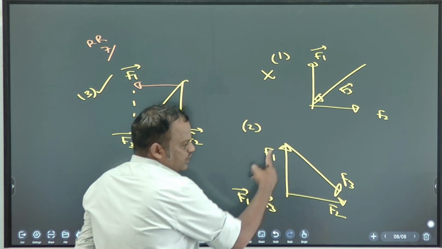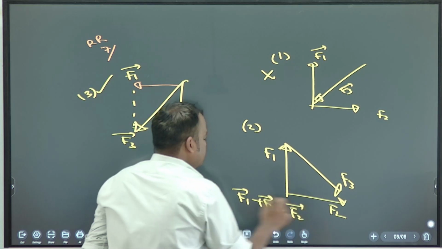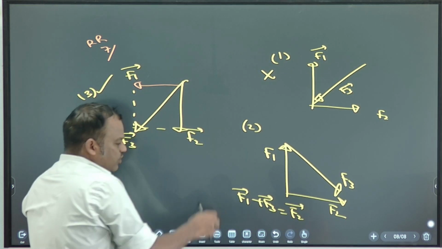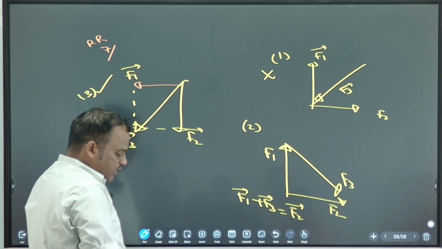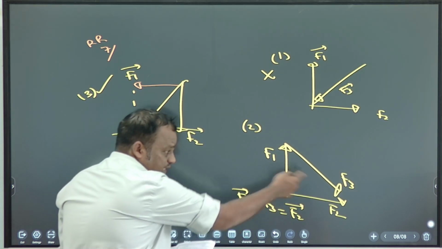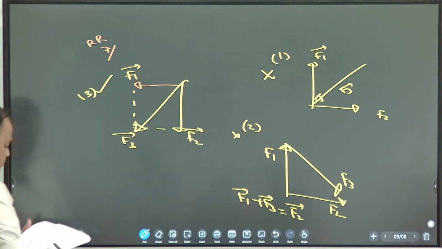And what is the resultant of F1, F2? F1 plus F3 is F2. So this is again wrong. According to the question, F1 and F2 are added, F3 is resultant. But here F1, F3 are added, F2 is resultant. Okay. So second is wrong. Fourth is also wrong.